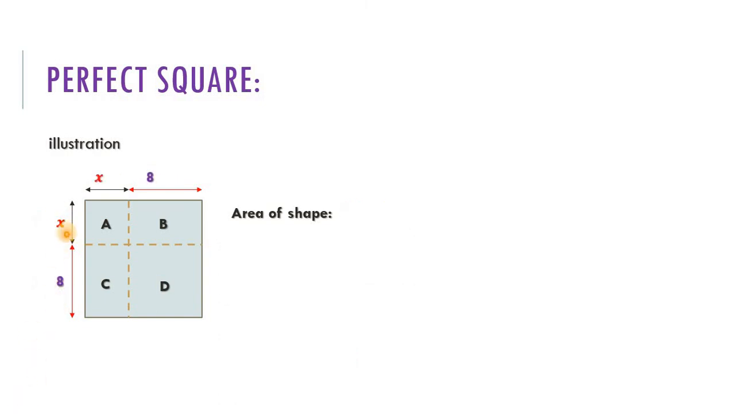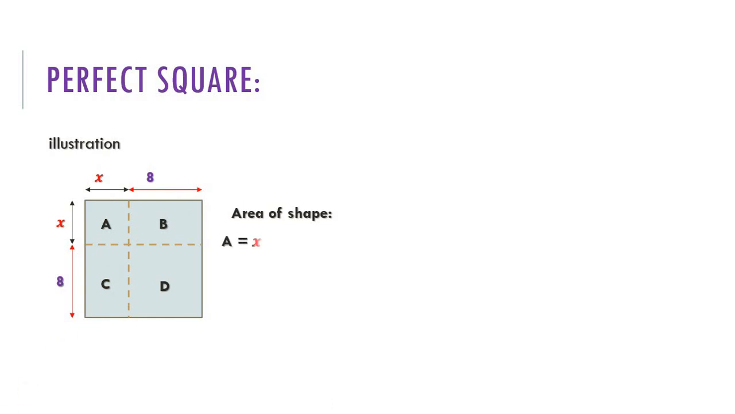So we have X as the length of rectangle or square A. And this side is also going to be X as well. So the length of the entire side of this square, the length of this side will be what? This measurement plus this measurement. This measurement is X, this measurement 8. So the length of this side is X plus 8. And the length of this side is also X plus 8.